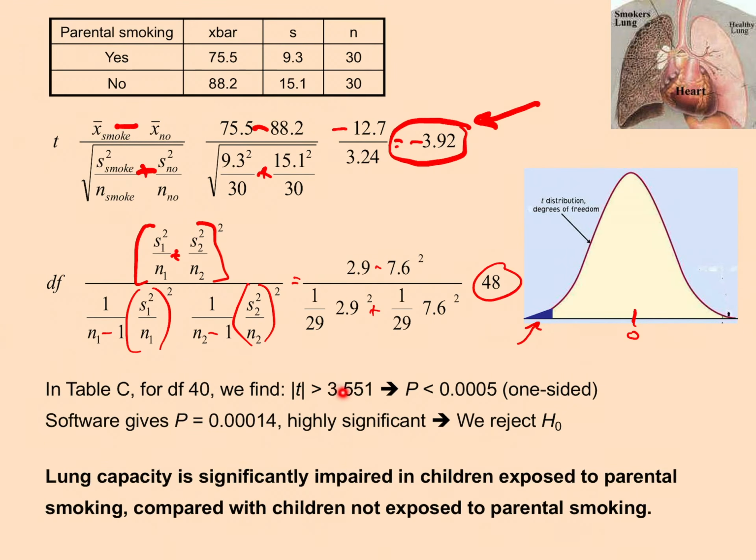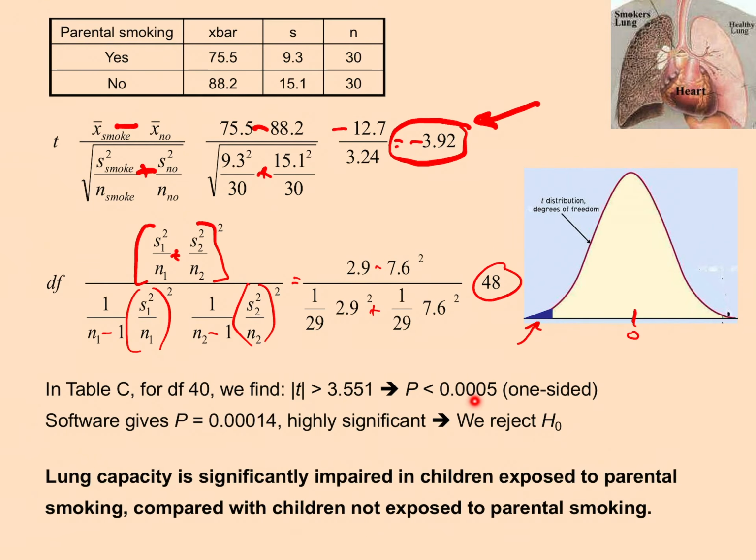I'm sorry, the absolute value of our test statistic is greater than 3.551. I'm going to show you in a minute. If you look at that table, row 40 of that table, you go all the way to the right, the last number is 3.551. Well, we have 3.92. The absolute value here of this is 3.92. It's to the right of 3.551.